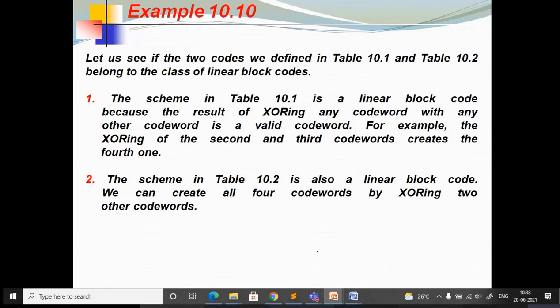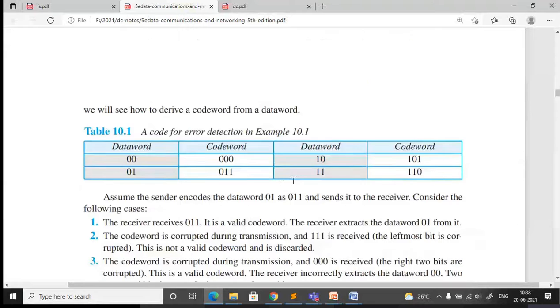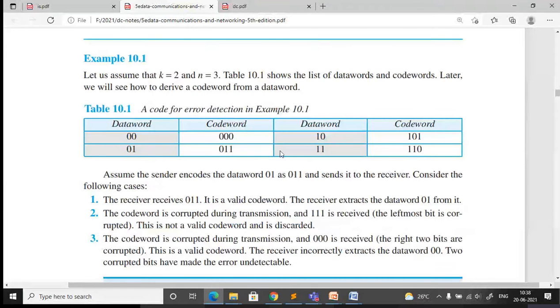We'll just take the example of the same table, the first table, 10.1. You can just write it down somewhere. It's not a difficult thing.